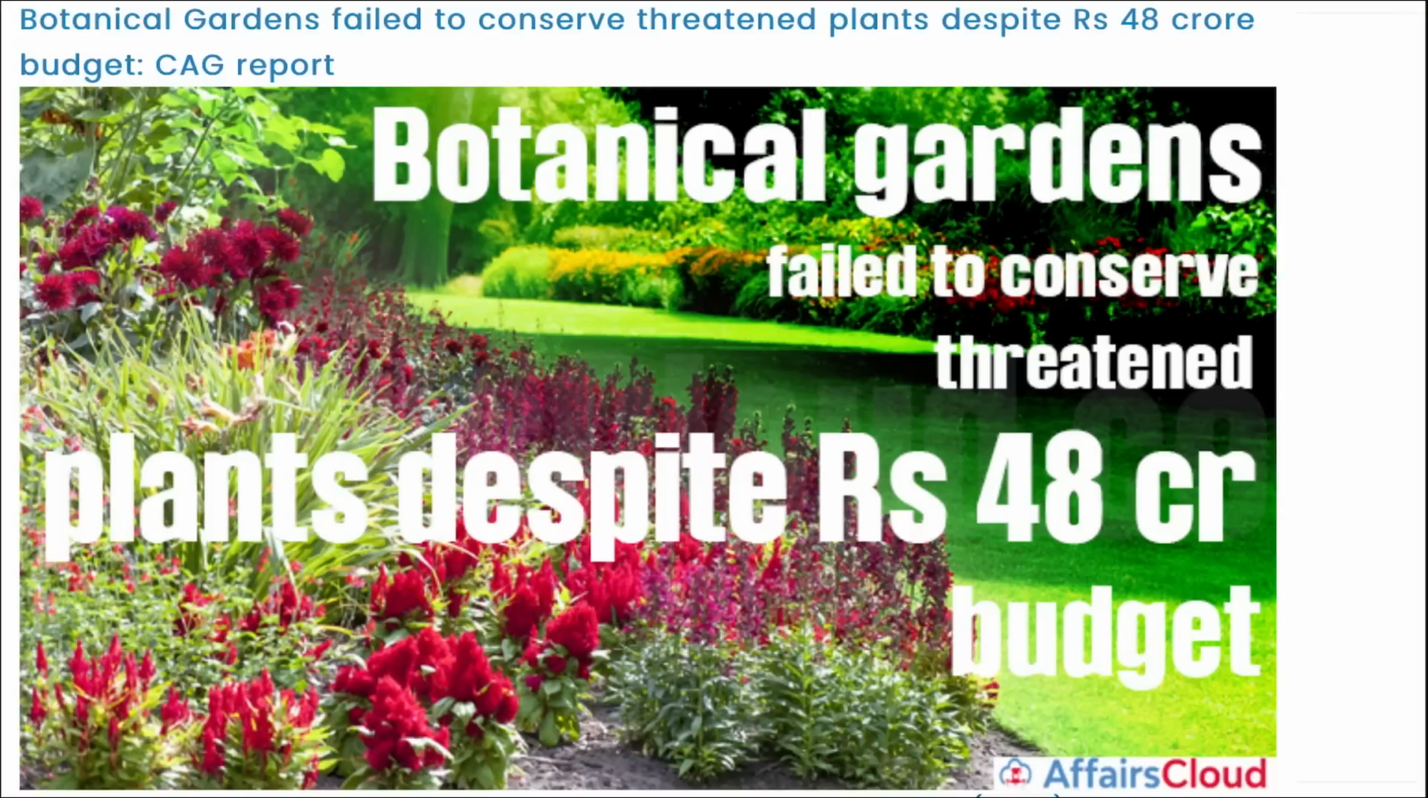Next, recently a report was released by Comptroller and Auditor General of India, and it stated the botanical gardens that were set up to conserve the threatened plants, even after spending 48 crore rupees on them, those botanical gardens failed to conserve all those threatened plants. So these botanical gardens, on which around 48 to 49 crore rupees were spent in order to conserve threatened plants, have failed.